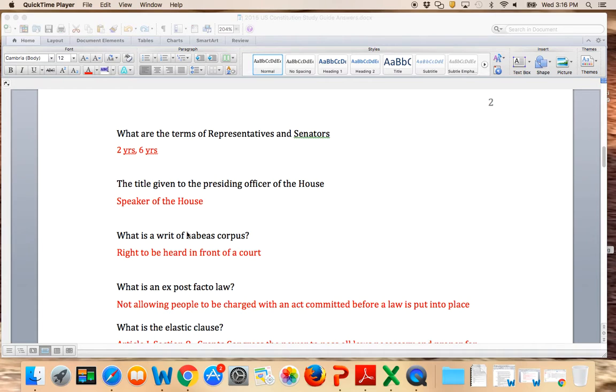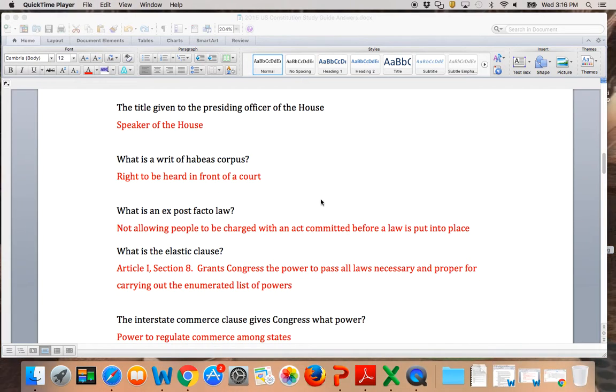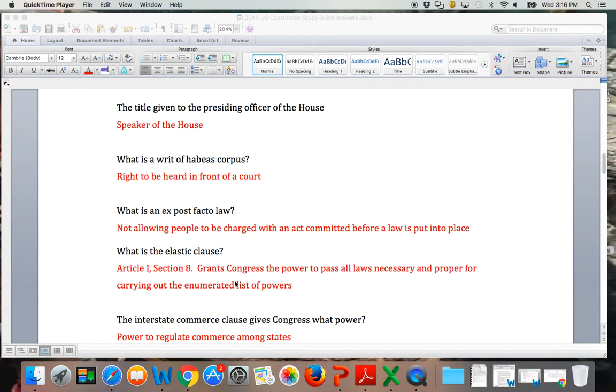A writ of habeas corpus is the right to be heard in front of the court. An ex post facto law, not allowing people to be charged with an act committed before a law is put into place. So you can't be charged for something and arrested when that law was not put into place until after you committed that action.